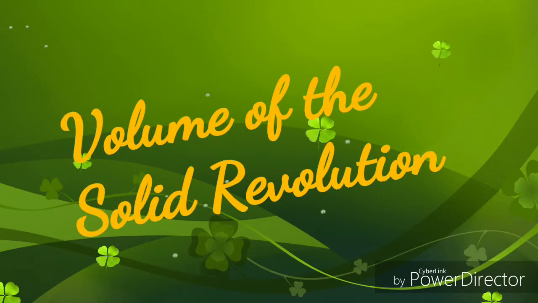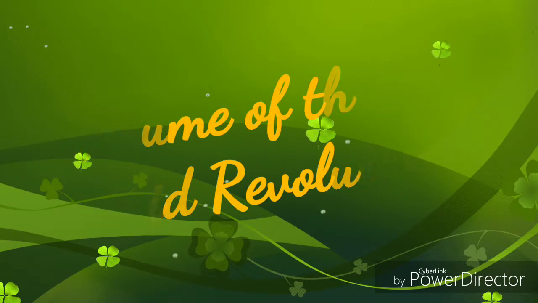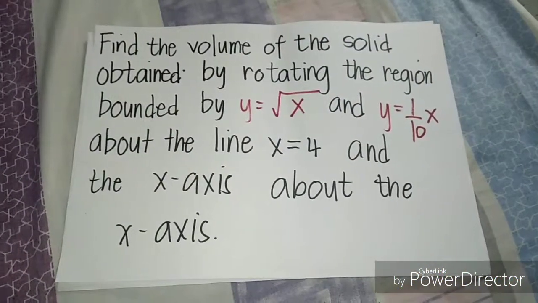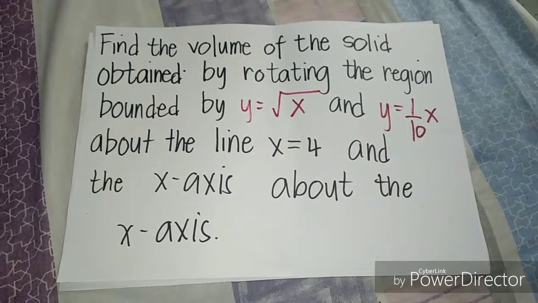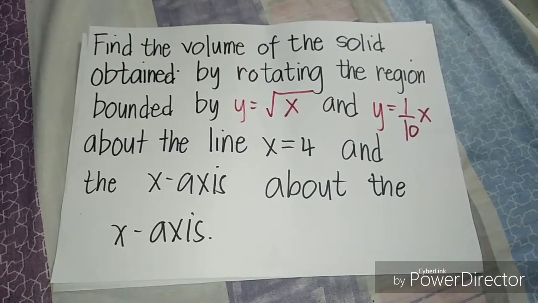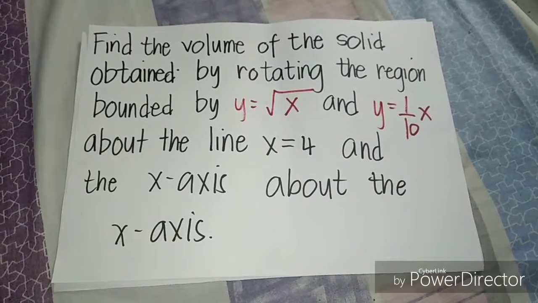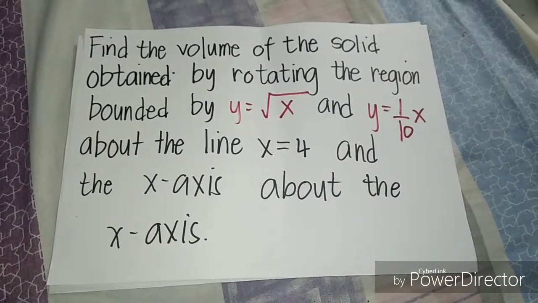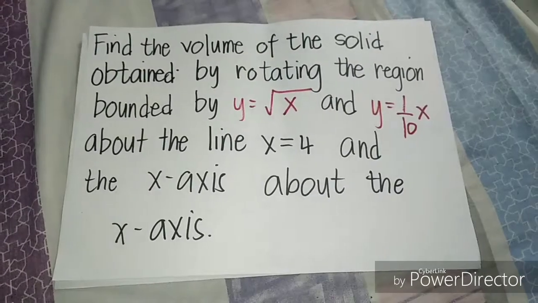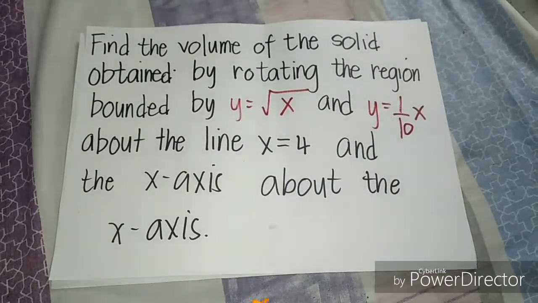By this time, I'm going to teach all of you one of the topics in calculus about the volume of solids of revolution. So here is the example of the problem. Find the volume of the solid obtained by rotating the region bounded by y is equal to the square root of x and y is equal to 1/10 x about the x-axis.